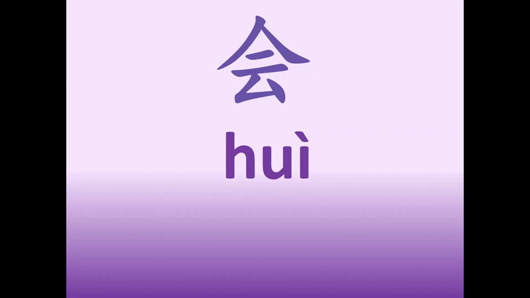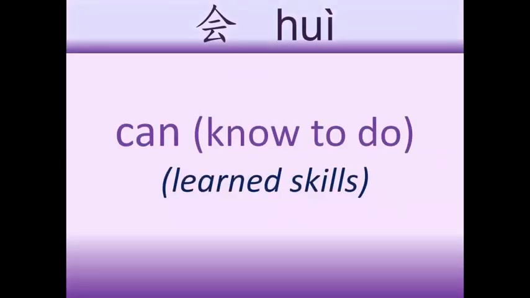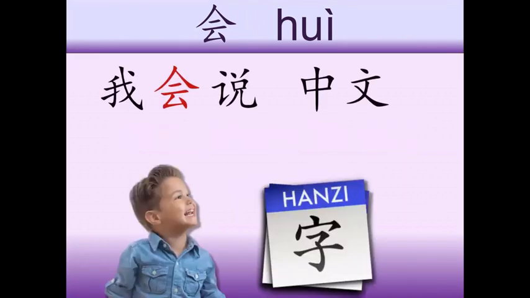Now we're going to see how to use 会, this verb in Chinese. First of all, we need to know that the main meaning we're going to use in this grammar point is "can". The meaning is to know how to do something. This 会 verb can be used for learned skills. Okay, so let's see an example of this.